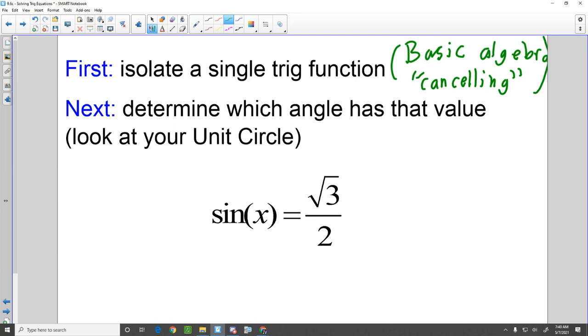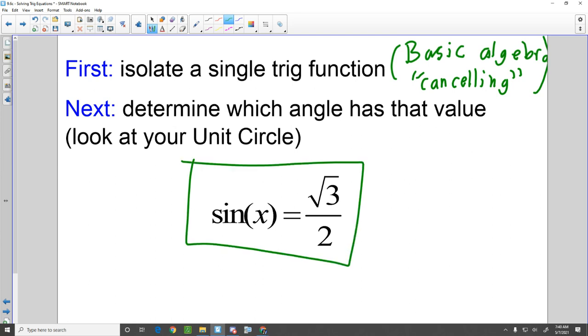Ultimately, you want to simplify that equation or change it or cancel stuff out until it looks something like this, so that on one side I have just a single trig function, like sine of some angle, whether it's x or y or theta or whatever.